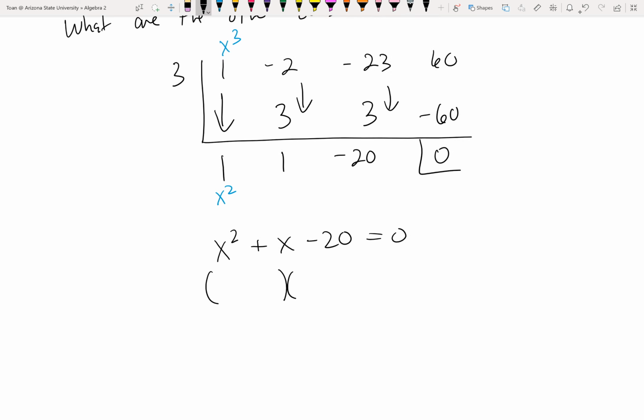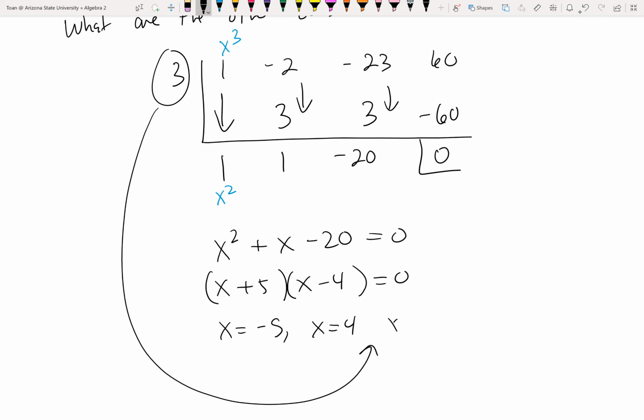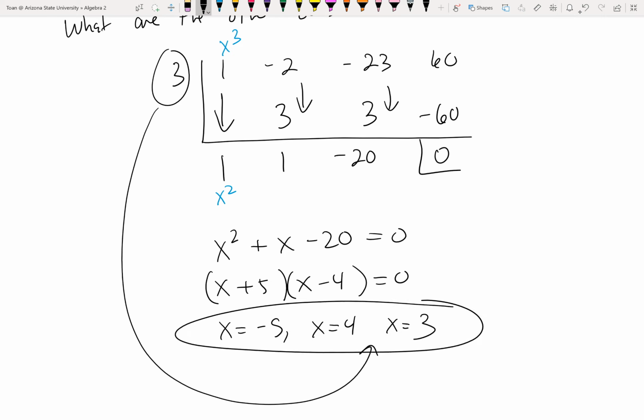This guy is factorable, x and x. So what is that? Say positive 5, negative 4. So x equals negative 5, x equals 4, and don't forget the original 3 that they gave you. Those are our 3 answers. There you go. That is it. That is 5.5.